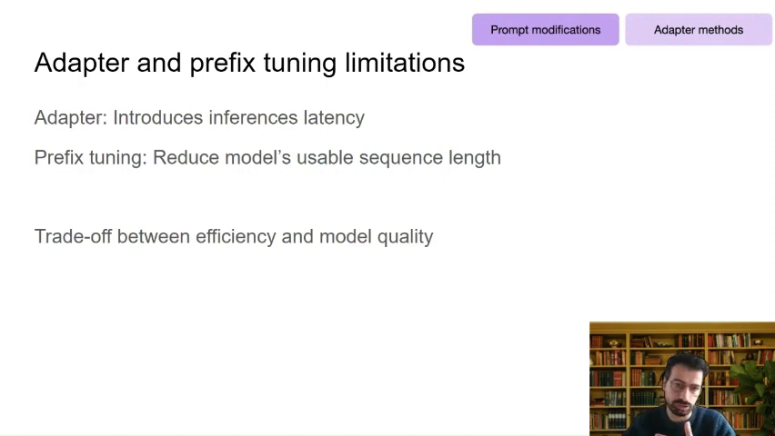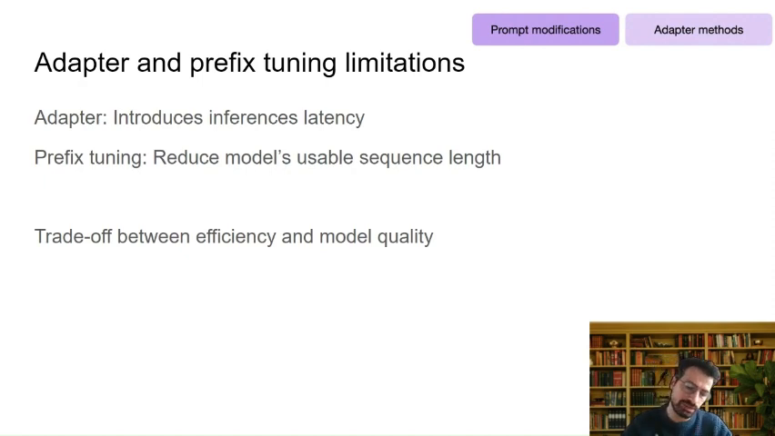So when the model is in production mode and you have like a million users trying to use it, that increase in inference time is really, let's say, annoying, or something you want to reduce or keep to a minimum. In terms of prefix tuning, what it does is it reduces the model's usable sequence length.